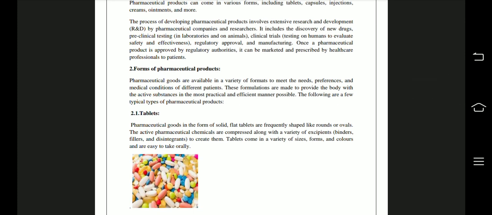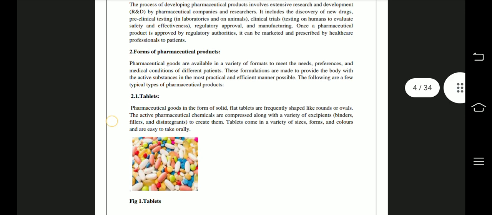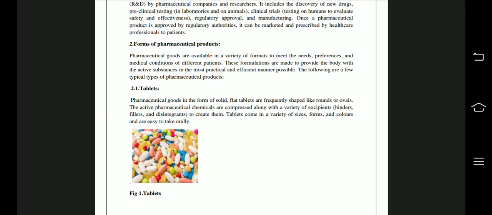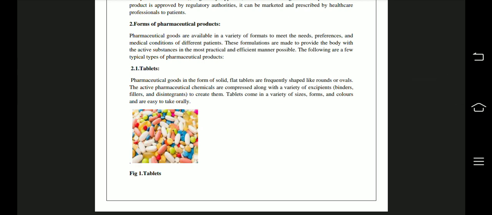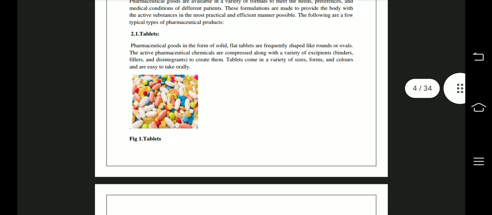I will explain here forms of pharmaceutical products. Pharmaceutical goods are available in a variety of formats to meet the needs, preferences, and medical conditions of different patients. These formulations are made to provide the body with the active substances in the most practical and efficient manner possible. The following are a few typical types of pharmaceutical products.